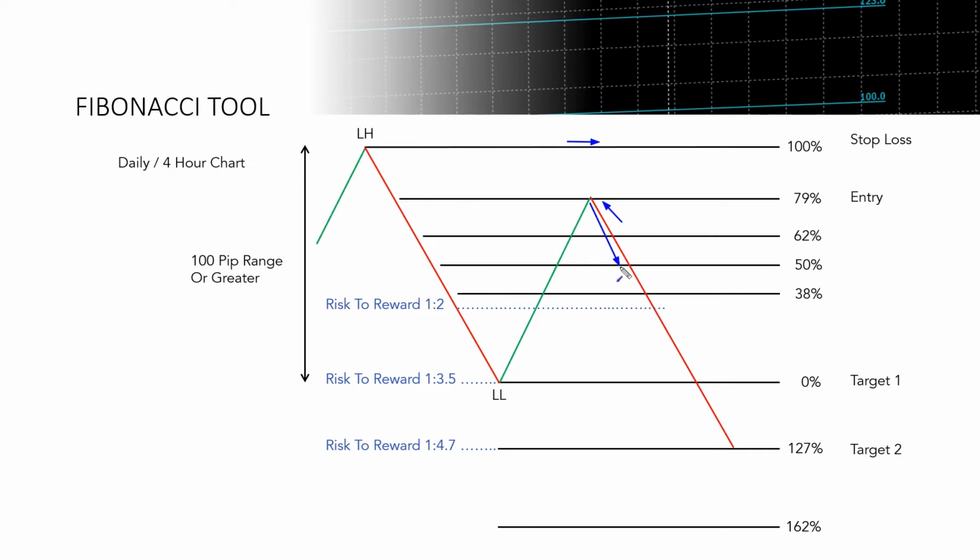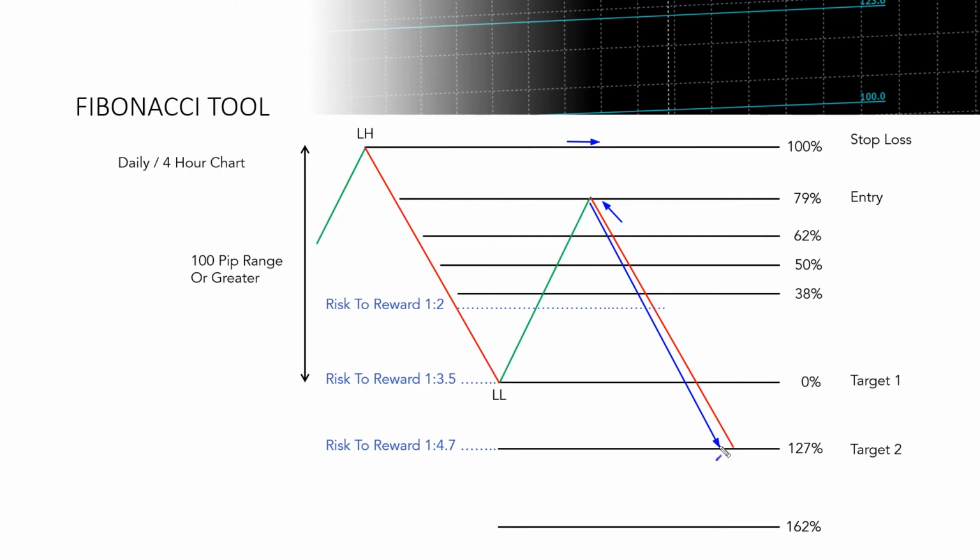as price further progresses down, once we just get below the 38% level, it gives you a risk reward target of 1 to 2. If price moves further down to target 1 at the last lower low, your risk reward target is 1 to 3.5, and if price can further progress down to 127 extension at target 2, you then have a risk reward target of 1 to 4.7. So again, using the tool to help you buy the dip or sell the rally in this case helps you create favourable risk to reward targets.